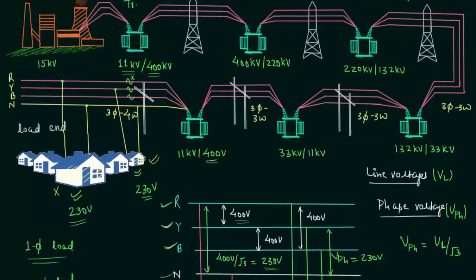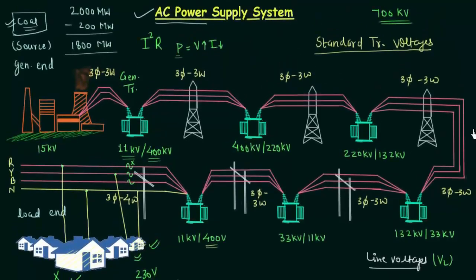Now let us talk about transmission, distribution and generation. In this diagram, if I divide it, I will get the generation part before this line. This part is the generation part, and from here to here we have the transmission part, and from here to the load we have the distribution part.